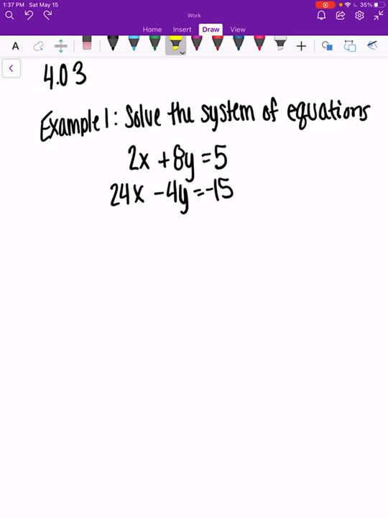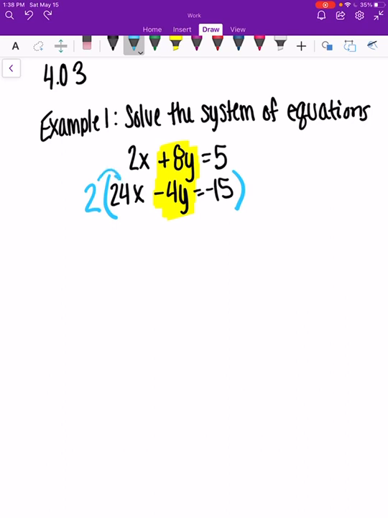Example 1 says solve the systems of equations. We have 2x plus 8y equals 5 and 24x minus 4y equals negative 15. And I noticed that if I take these two numbers, plus 8y and minus 4y, I can eliminate them if I multiply this second equation by 2. That would change this into a minus 8y, and I could cancel those out. So let's go ahead and do that.